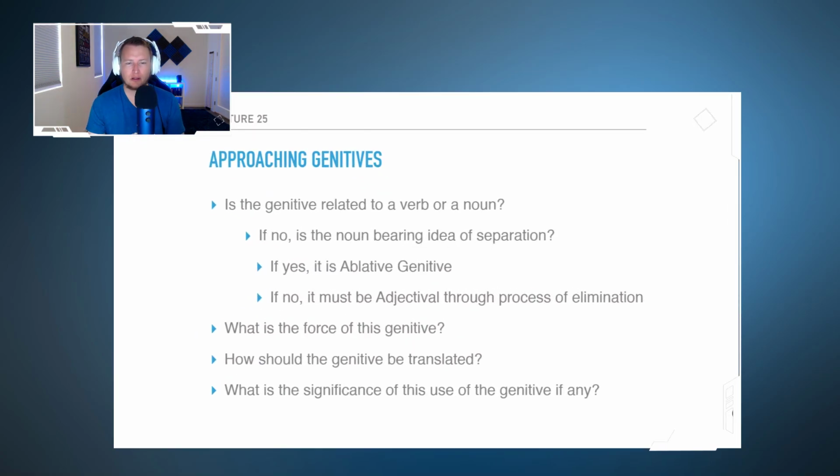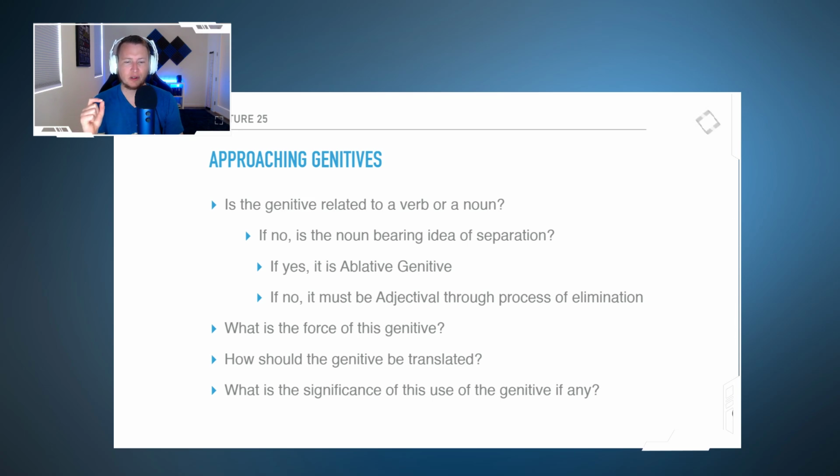So if it is bearing the idea of separation, now you know it's ablative. If it's not bearing the idea of separation, now you know it's adjectival. That's through simple process of elimination. But once you get to adjectival, now you need to figure out of the several different types of adjectival, which one is it from there? Keep using all of the tests that Wallace gives you to figure it out.